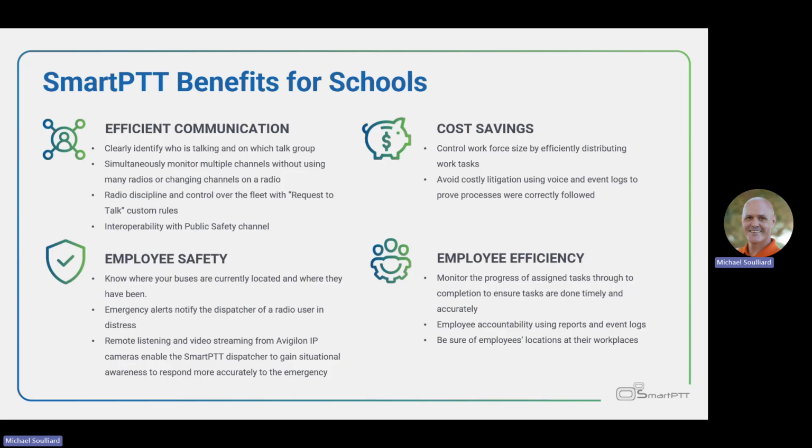And finally, employee efficiency. You can monitor the progress of assigned tasks using job ticketing to make sure they're done timely and accurately. Employee accountability using reports and event logs. We have a radio movement report. So if you want to track where a school bus has been over the course of their shift and how long they stopped somewhere, how long they were moving for, that report would give you that information. And then be sure that employees are where they should be. Or if somebody goes into a prohibited area, you could notify the dispatcher as well.